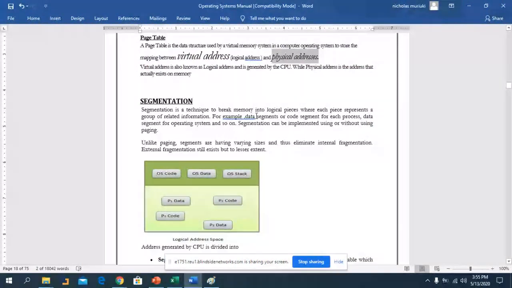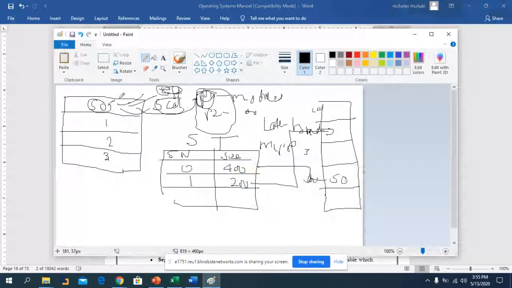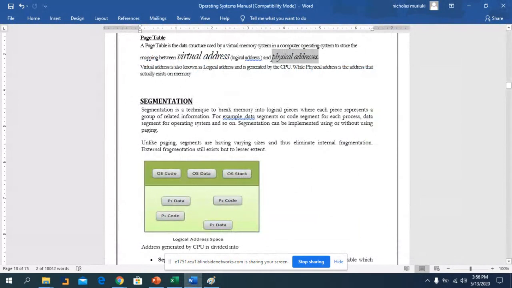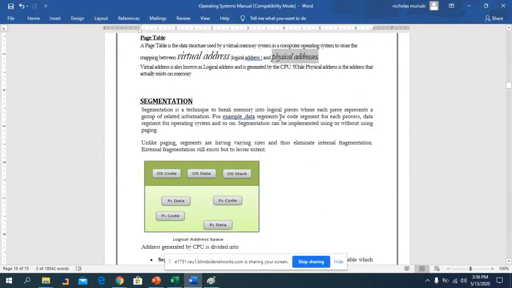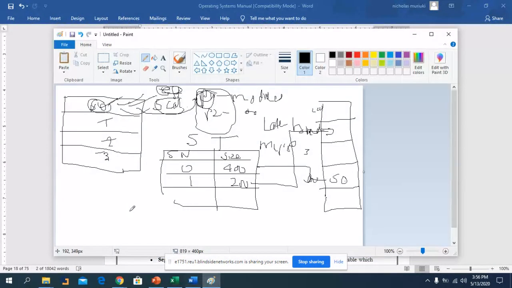Now, if you go back to these notes, we are saying we are having a segment. It's a technique to break memory into logical pieces. Those are logical pieces, where each piece represents a group of related information. If we know that this process 2 is related to this, we are storing the same family in a process. That's why if process 1 has to be added, we can still add it, because we are storing the same family of process: a group of related data, for example data segment or code segment for each process, data segment for the operating system, and so on. So this diagram that I have drawn here creates a good interpretation of what we are supposed to have.